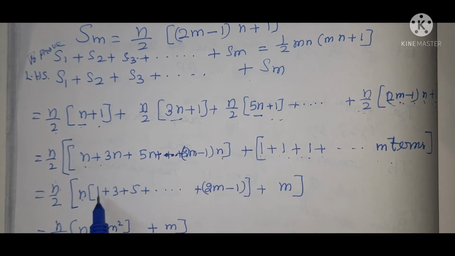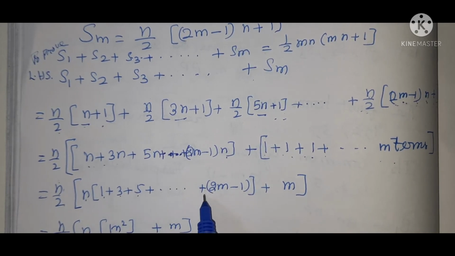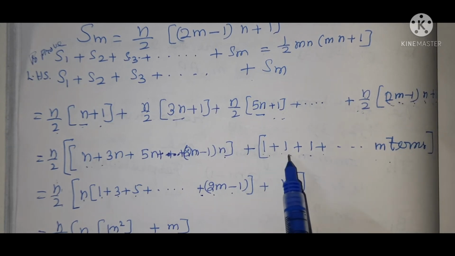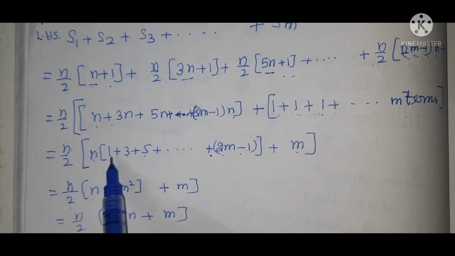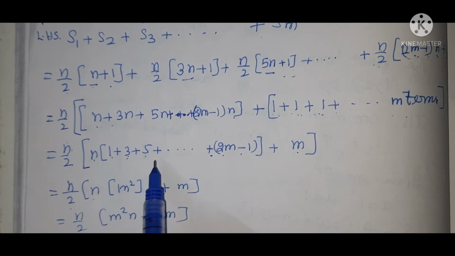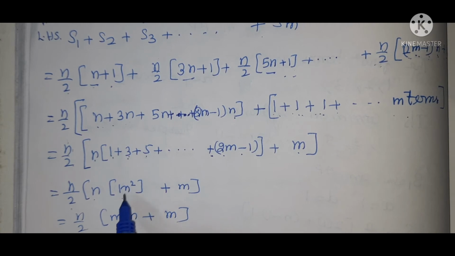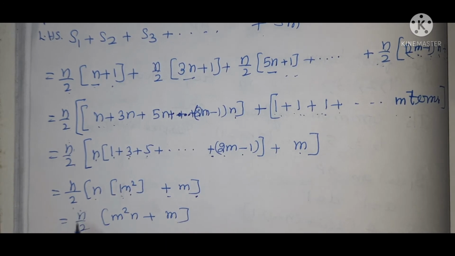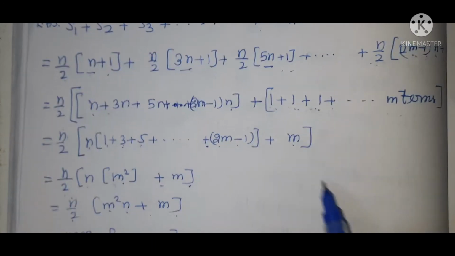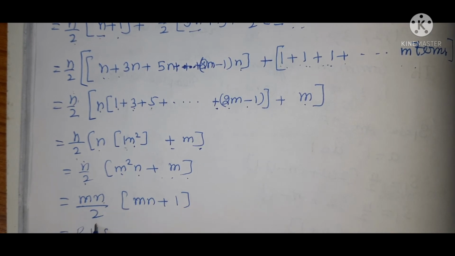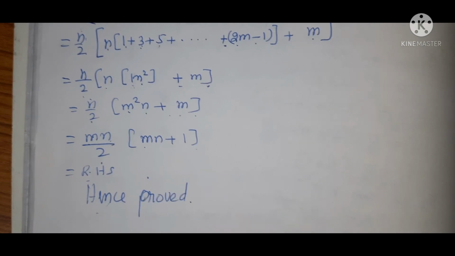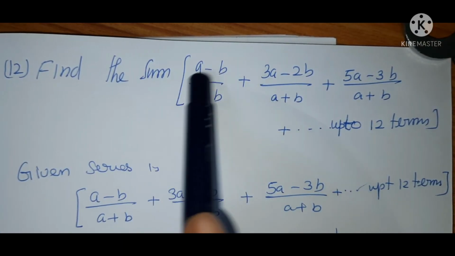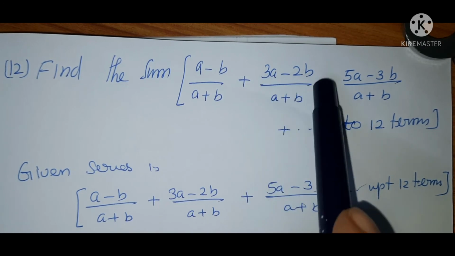Here n is common, taken out: 1 plus 3 plus 5 and so on plus 2m minus 1, and 1 plus 1 plus 1 gives m. We get mn by 2 into n times 1 plus 3 plus 5, which is the odd number series. So the formula for the sum of odd numbers is m square. So I write m square n plus m, times n by 2... here m is common, we take out mn by 2 into mn plus 1. We get the right hand side. So hence proved.